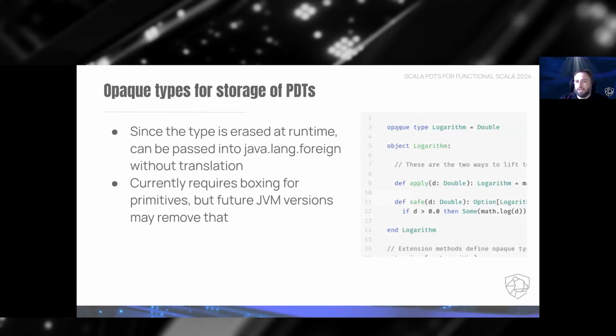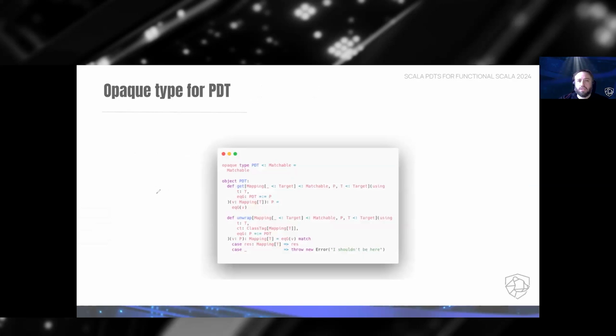So for example, if you define this opaque type Logarithm, it erases at runtime into a double as opposed to being a unique type Logarithm. And because of that property, they can be passed into java.lang.foreign without any kind of translation work or anything like that. They're ready to use just right when they're there. Currently, this implementation requires boxing for primitives, but hopefully with future JVM versions and Valhalla, we won't have to deal with that anymore, and we'll get even better performance.